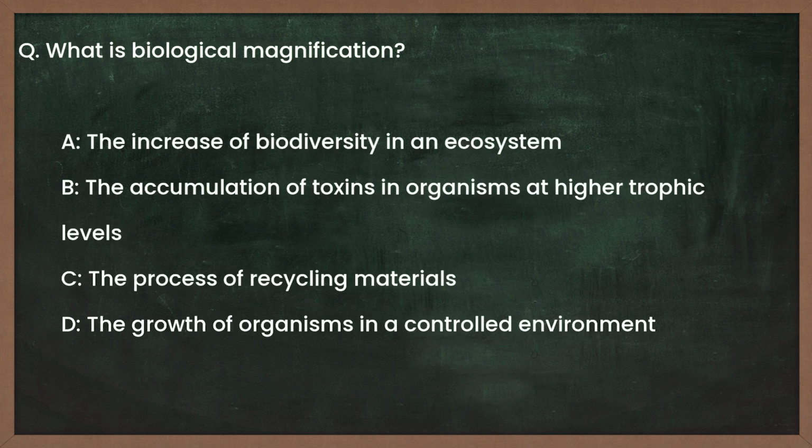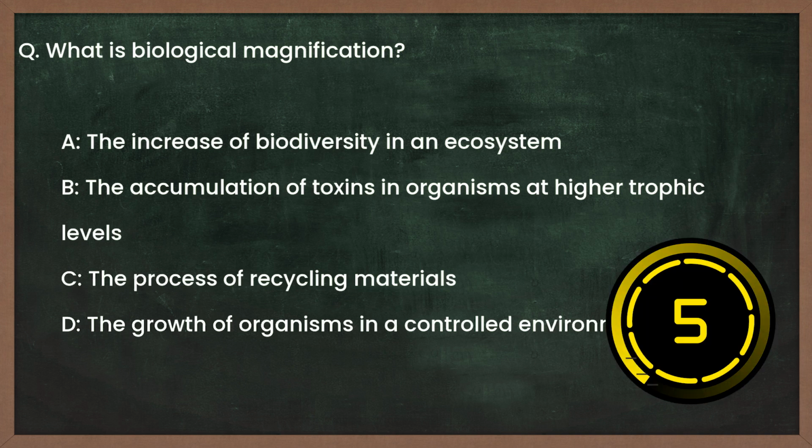Option A, the increase of biodiversity in an ecosystem. Option B, the accumulation of toxins in organisms at higher trophic levels. Option C, the process of recycling materials. Option D, the growth of organisms in a controlled environment. You have 5 seconds to answer the question.